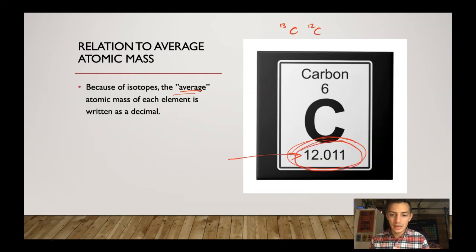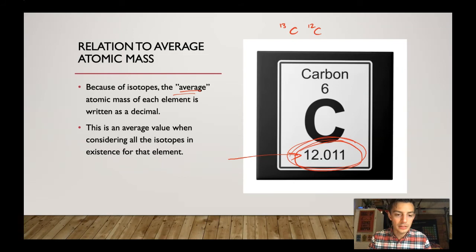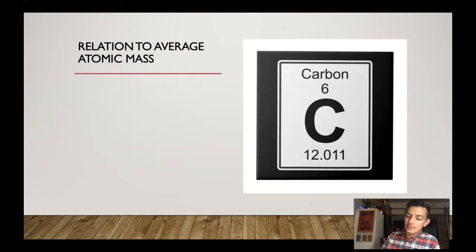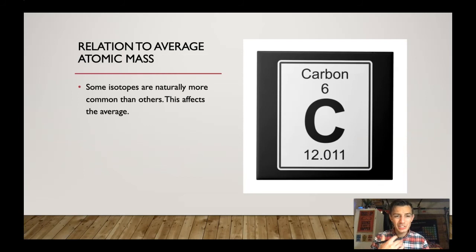And so that will explain a little bit. Maybe you can kind of get an indication of which version of carbon is most frequently found in the universe, or at least on planet Earth. The average value that's down here corresponds with the different isotopes that are in that element, and like I said, on planet Earth in particular. So what we mean by this is that some isotopes are actually naturally more occurring than others, and that affects the average.